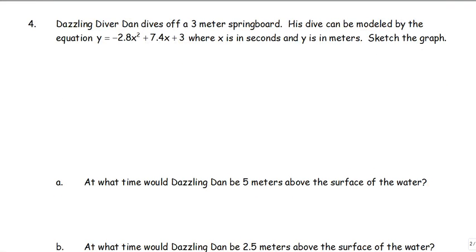Anyway, dazzling diver Dan dives off a 3-meter springboard. His dive can be modeled by the equation negative 2.8x squared plus 7.4x plus 3, where x is in seconds and y is in meters. So we're in meters per second. Sketch the graph. All right, let's look at the calculator for this.